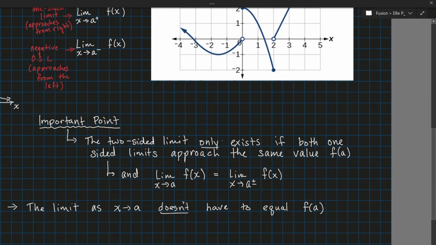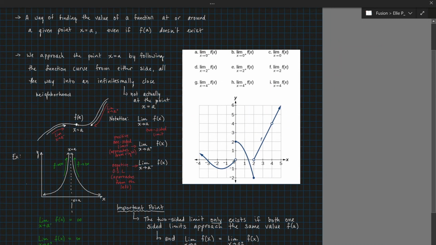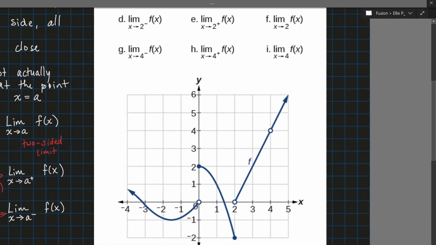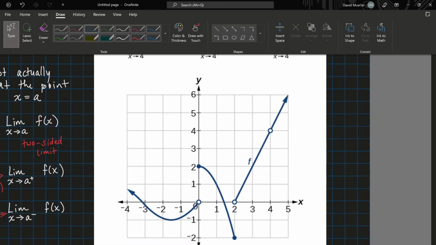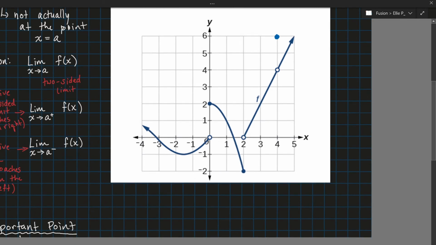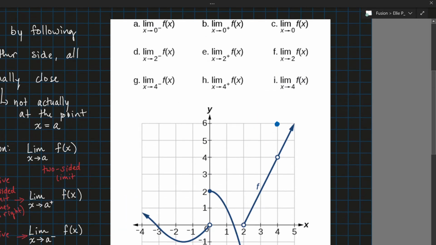So let's do some examples. So we have this here, and I'm going to edit this a little bit. And do you know what the open circles and closed circles mean? Yeah, including and not including. Right. Good, good. Okay.